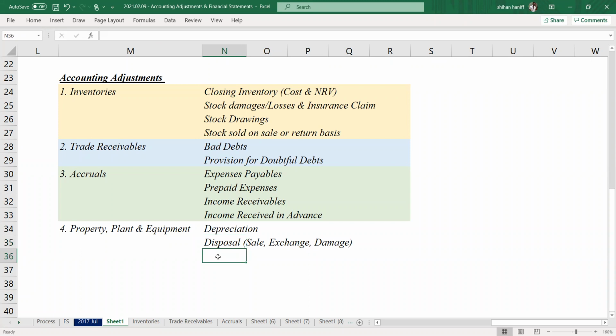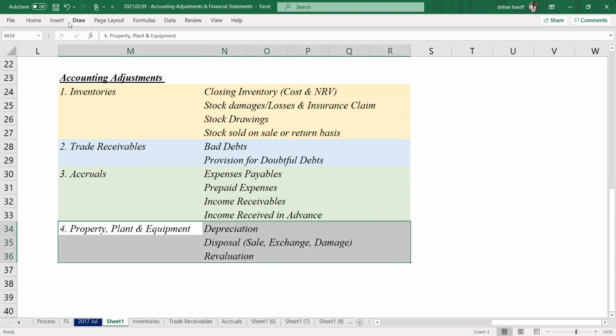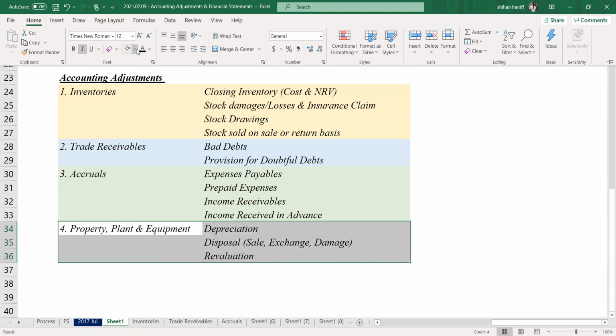Disposal of motor vehicle, selling a vehicle or exchanging. You are giving your old vehicle and buying a new vehicle. Or damage due to an accident. There's a damage, so you remove the motor vehicle from the accounts. We call it disposal of PPE. Like depreciation, disposal, we also have revaluation adjustment related to PPE. So we need to learn these three key areas under PPE.